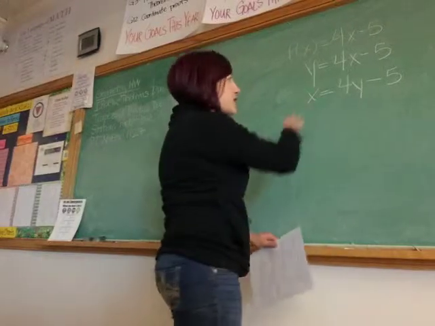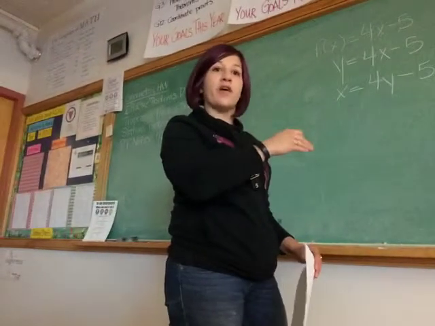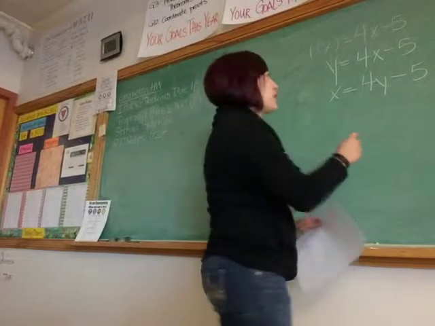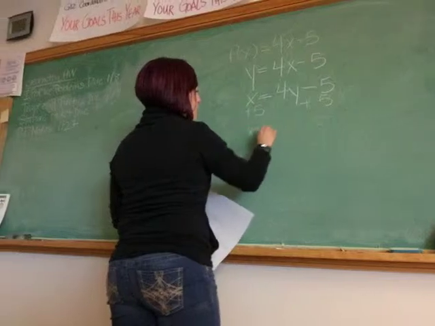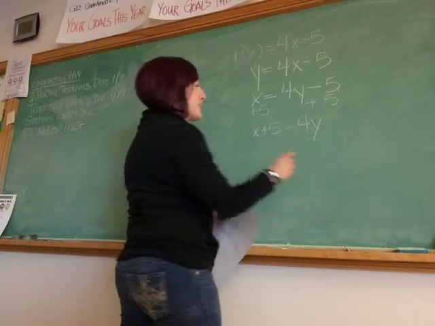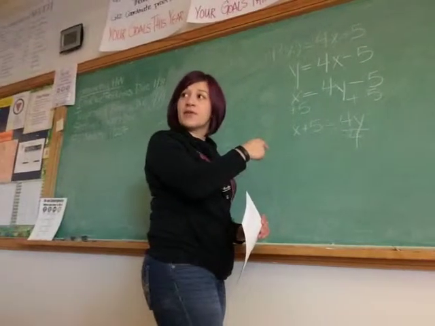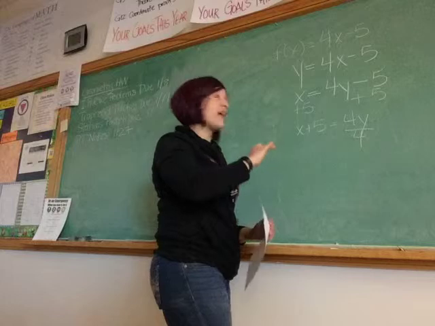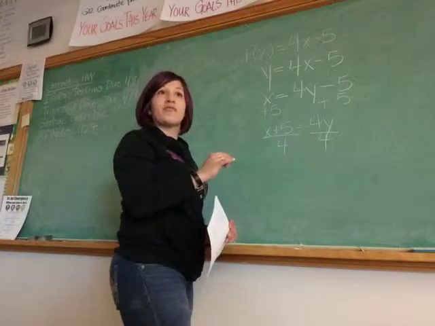All right, x equals 4y minus 5. So I've switched x and y. I want to get y by itself, correct? Okay, so I'm going to add 5. x plus 5 is equal to 4y, and then what do I need to do? Divide by 4. Now, be very careful here. A lot of people forget that you're dividing the whole thing by 4. Make sure it's the x and the plus 5 that get divided by 4.